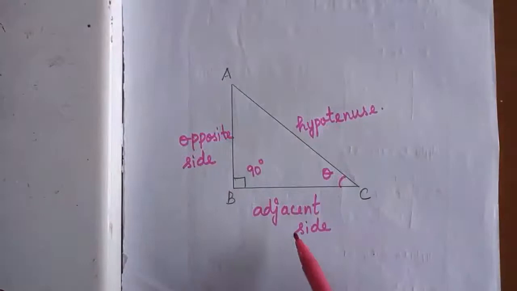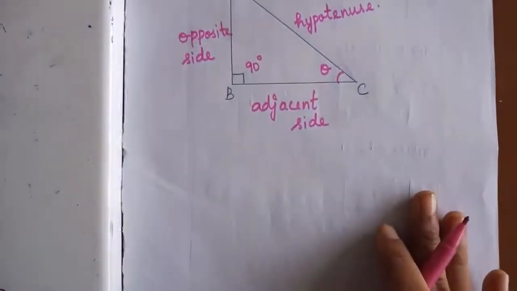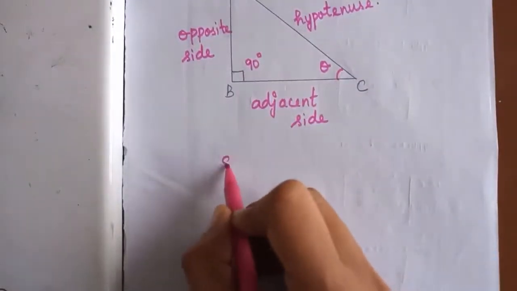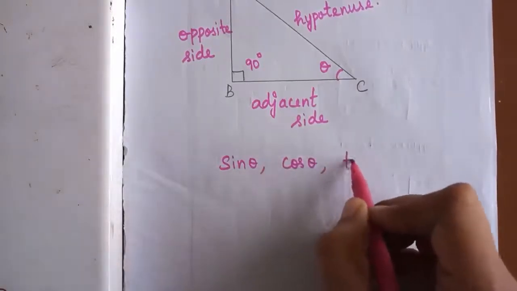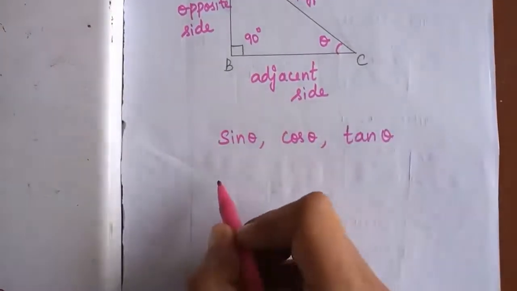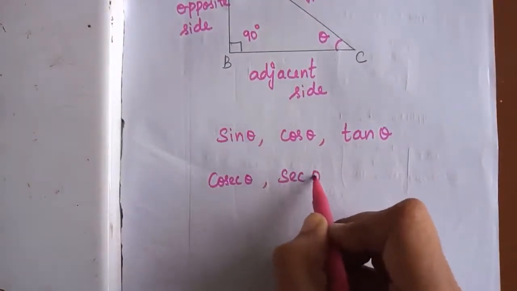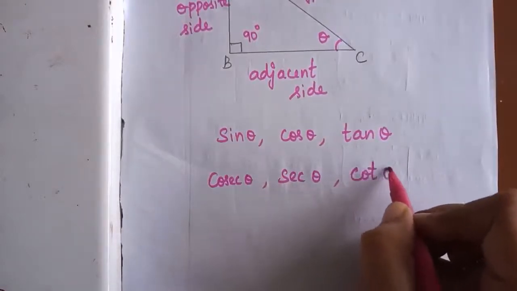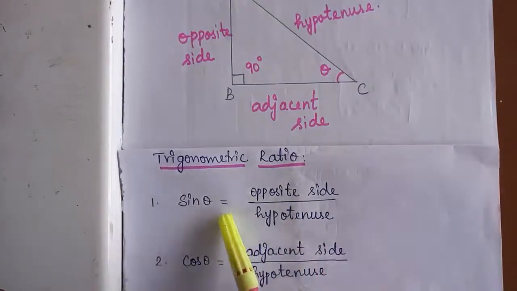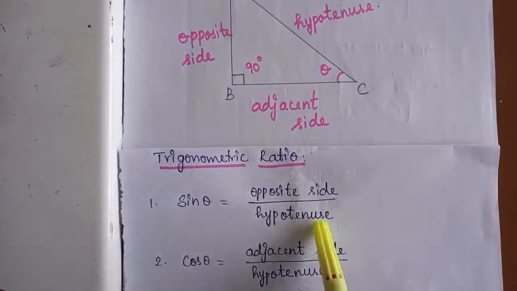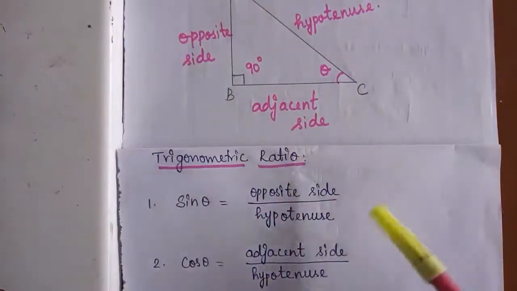By using these three sides, now we are going to see the 6 trigonometric ratios. The 6 trigonometric ratios are sin theta, cos theta, tan theta, then cosecant theta, secant theta and cot theta. For finding the trigonometric ratio, sin theta is equal to opposite side by hypotenuse.